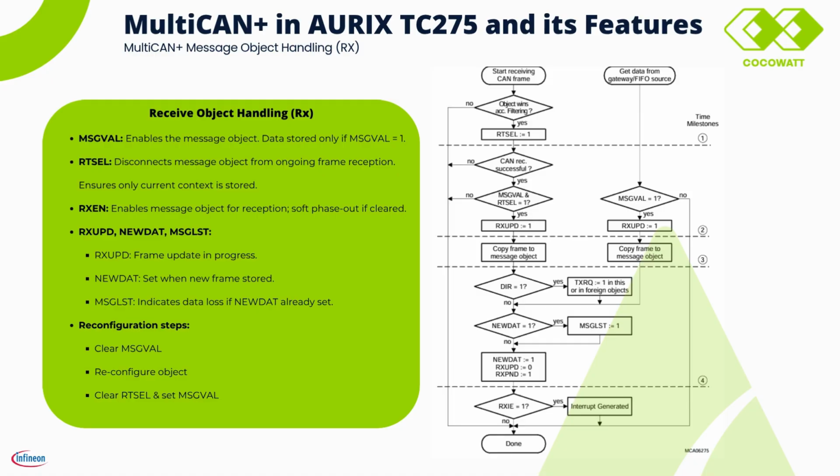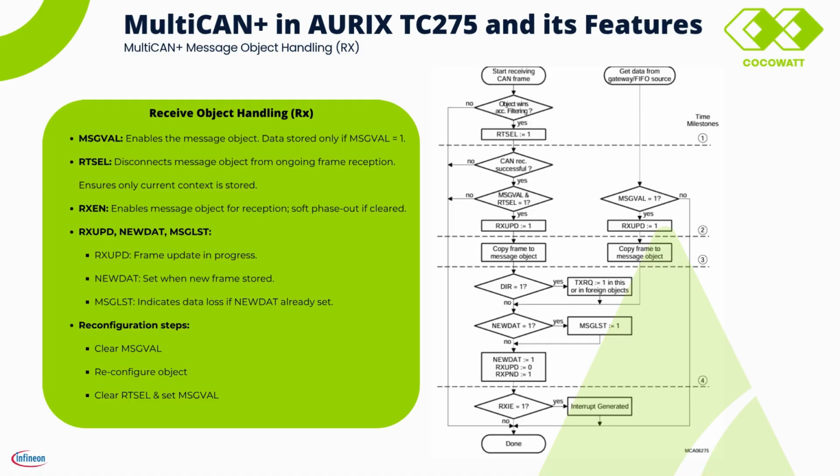RS update shows the frame update is in progress. New data indicates when a new frame has been stored. Message lost warns us of data loss if new data is already set. This is a critical alert for maintaining data accuracy.